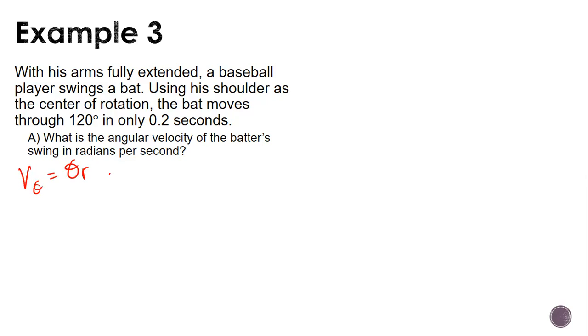So the first thing that you do is figure out what is our theta. Our theta in radians would be, how do I convert 120 degrees into radians? Times pi over 180. Okay, and this simplifies down to 2/3 pi, right? Because 12 and 18 both divide by 6. So now we have our theta.